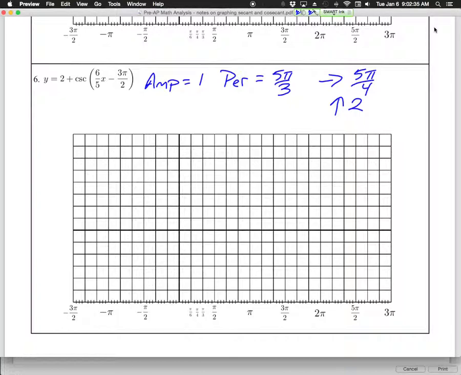Alright, so let's get the period marks. 5 pi over 3 is going to be how many spaces? 10. So 10 spaces. Half of 10 is 5. Half of 5 is 2.5.